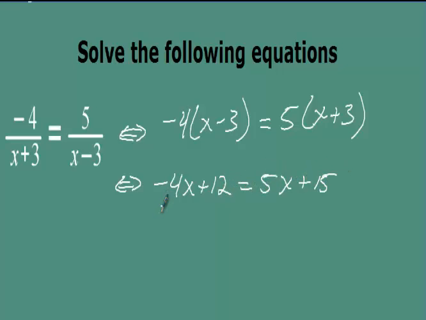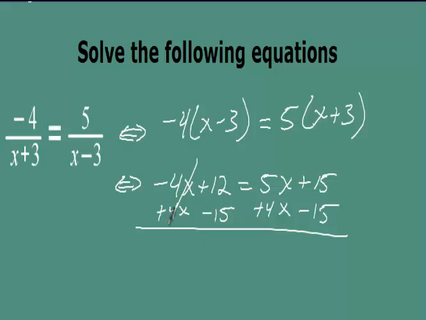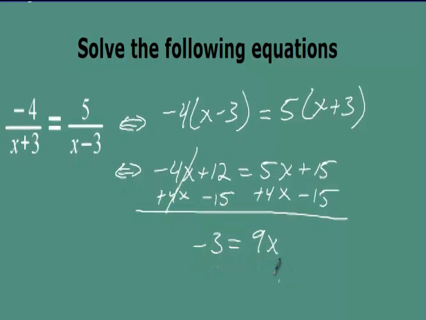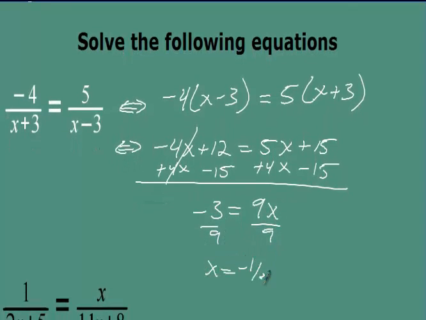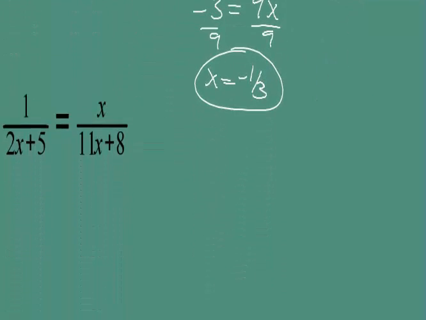All right, group up my like terms. Group up my constants. x equals negative 1/3. Everybody okay with that? Done and done? So same thing here, right? Cross multiply.